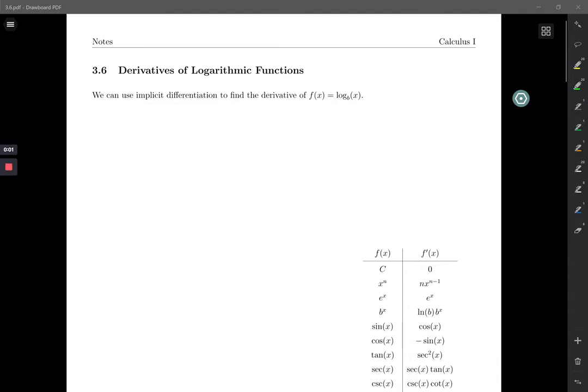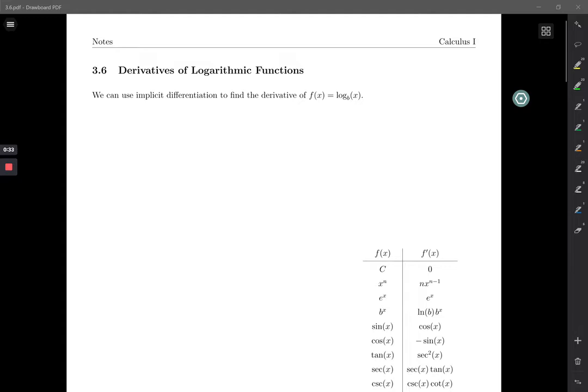Okay, so in this section, we are going to find the derivative of a logarithmic function, and then we will talk about logarithmic differentiation. So you may remember that we defined the logarithm as an inverse function, and that was the inverse of the exponential. And so how we deal with taking the derivative is going to be really similar to how we dealt with the inverse trig functions.